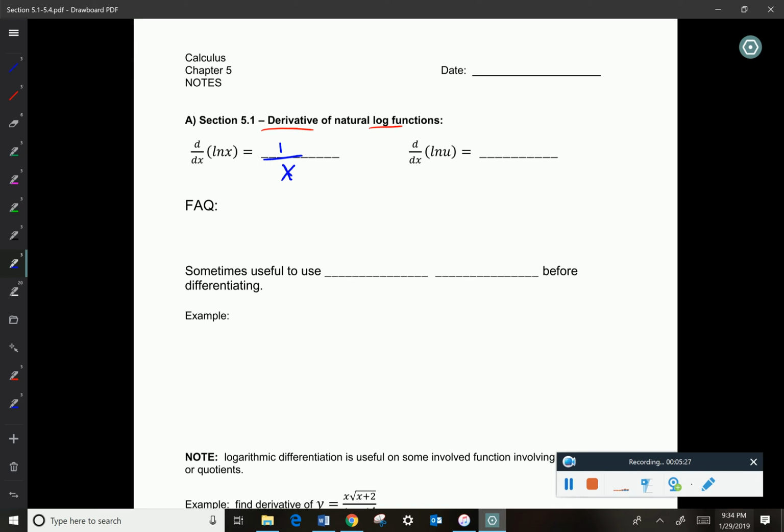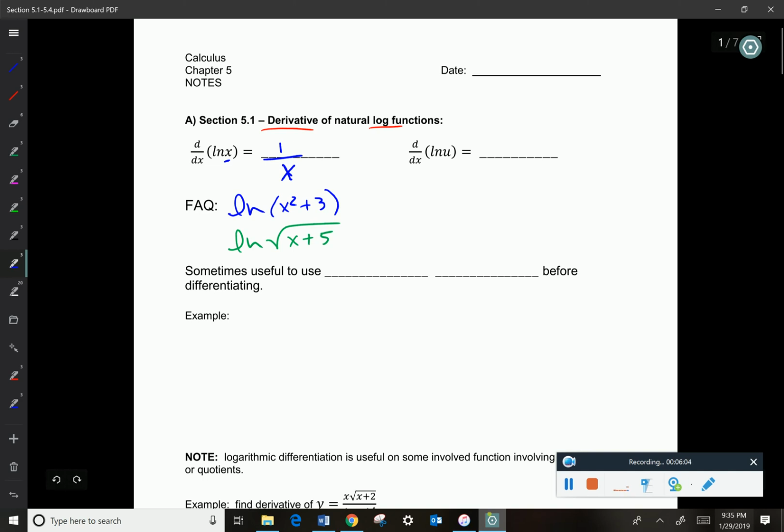Now, the question you should be thinking about is, what if it's not just x? What if it's more than x? What if we want to find the derivative of, say, natural log of x squared plus 3? Or maybe the derivative of the natural log of the square root of x plus 5. So, some more involved log. Well, hopefully you're already thinking that if it's more involved, it's going to be what we call the chain rule version of natural log.